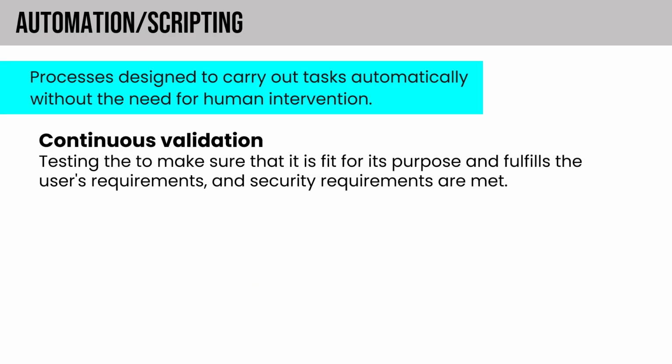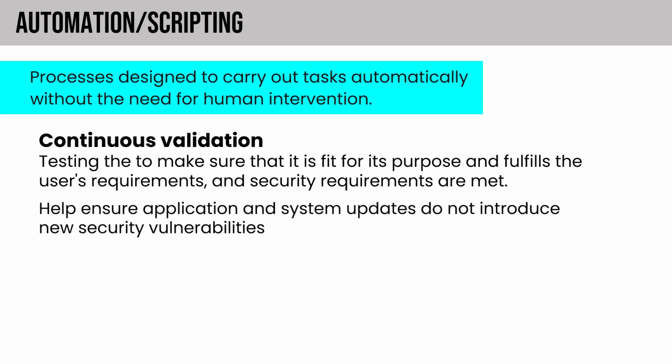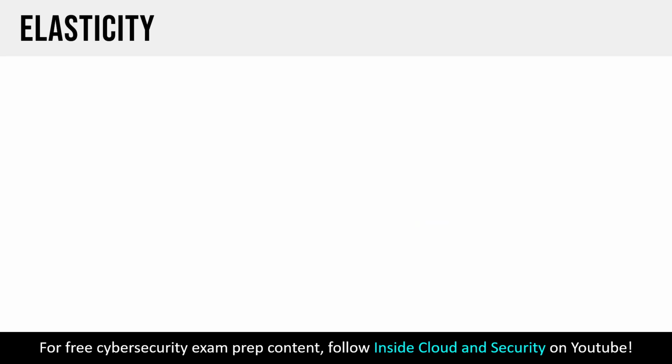Continuous validation is testing to make sure that the application is fit for its purpose, it fulfills the user's requirement, and security requirements are met. Continuous validation, bottom line, ensures that application and system updates do not introduce new security vulnerabilities.